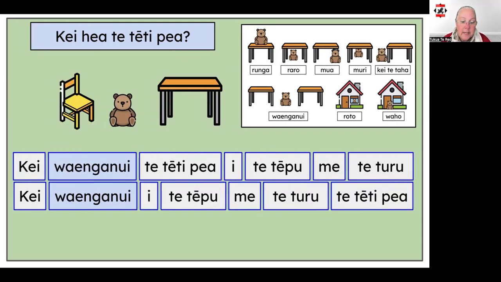The last one is waenganui, or between. Our teddy bear is between the table and the chair. Kei waenganui te tēti pea i te tepu me te turu. If we wanted to, we could switch it up and say kei waenganui i te tepu me te turu te tēti pea.